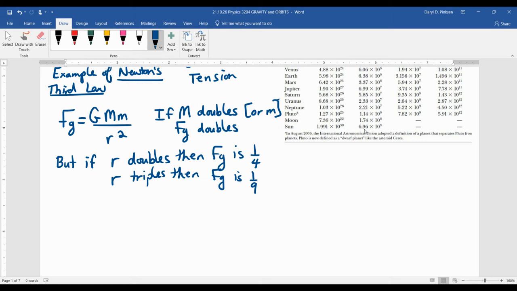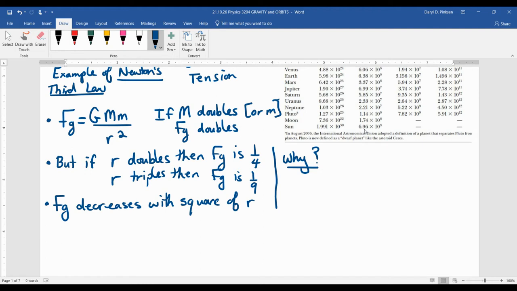So doubling the radius, the force of gravity will only be 1/4 as strong. If you triple the radius, the force of gravity will only be 1/9 as strong. So the force of gravity decreases with the square of the radius. That's the conclusion you come to. And you might be wondering to yourself, why is that the case? So why did that happen?